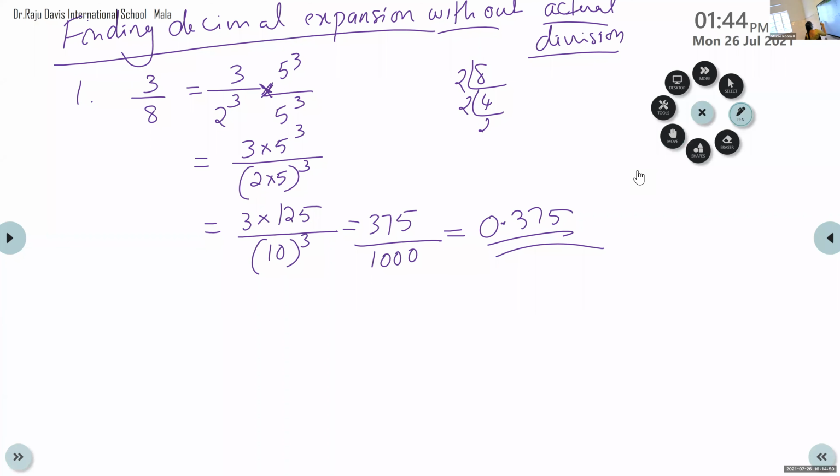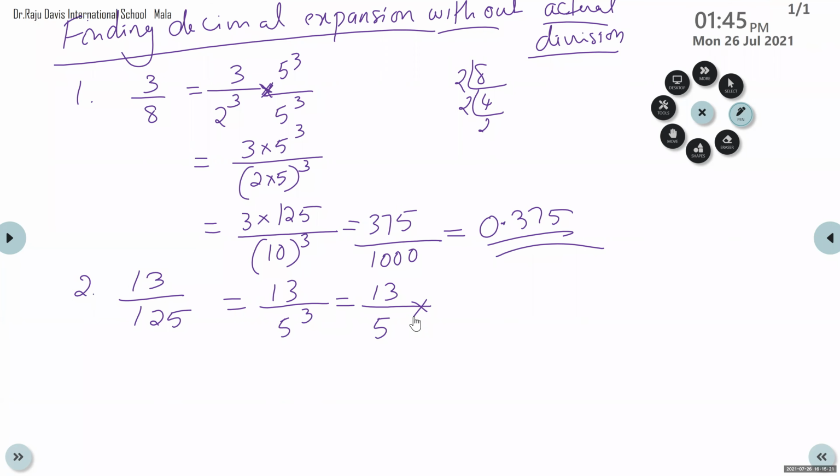Second question: 13 by 125. 13 divided by 125 can be written with 125 as 5 cube. So we have to multiply both the numerator and the denominator by 2 cube, since the denominator has 5 cube. So we will multiply by 2 cube.